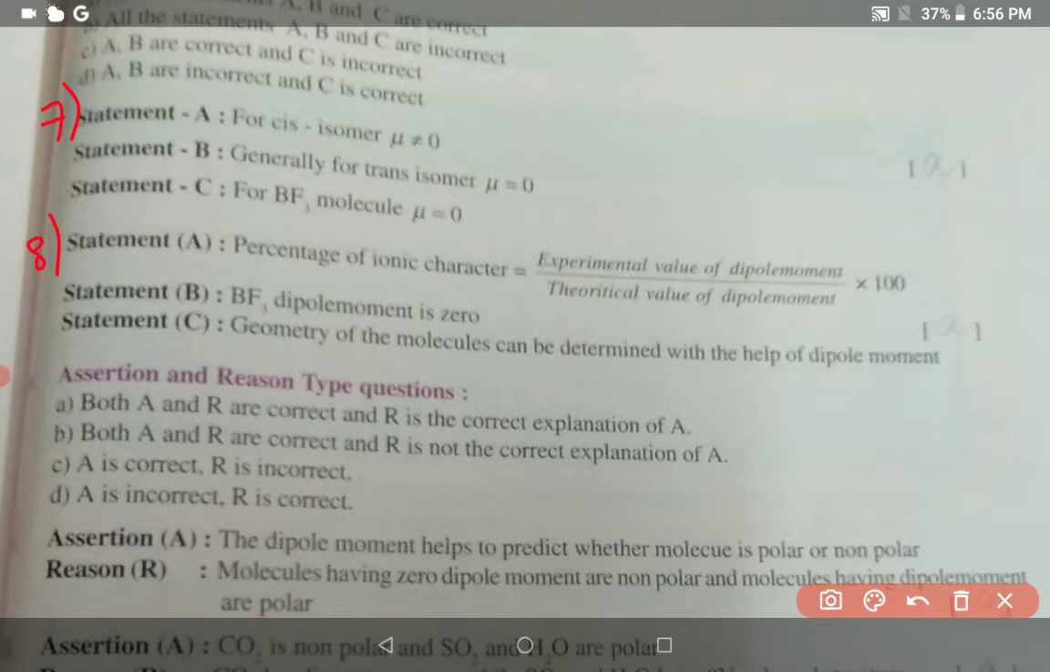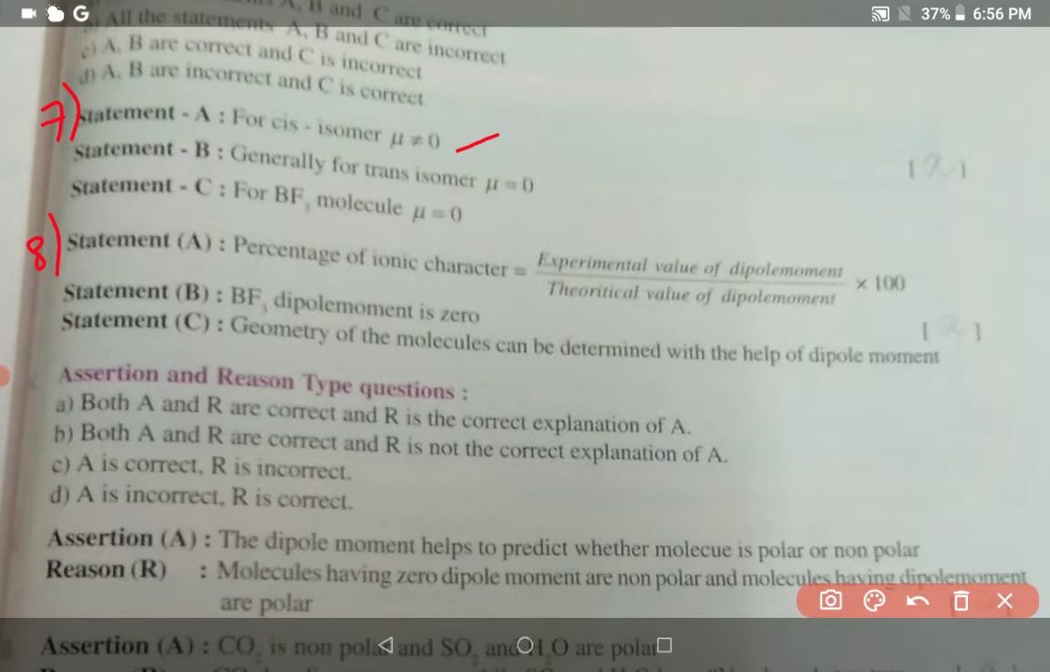Seventh question. Statement A: for cis isomer, mu is not equal to 0. As I have just now told in the fourth bit, for option B, mu was not equal to 0 for the cis isomer. So that is the correct statement. Next is statement B. Statement B tells that generally for trans isomers, mu equals 0.